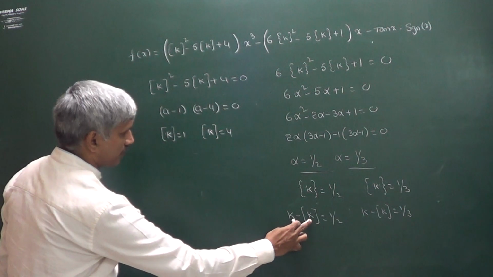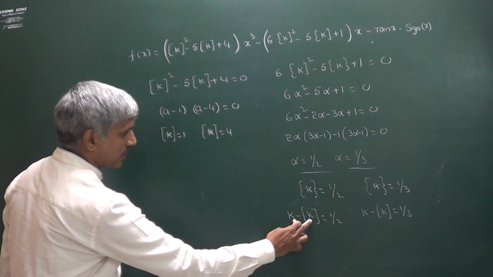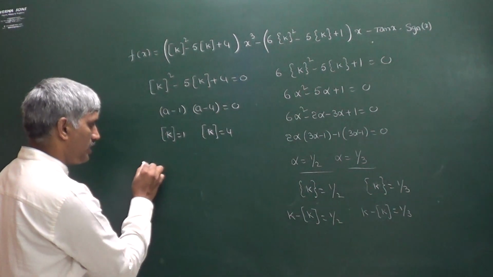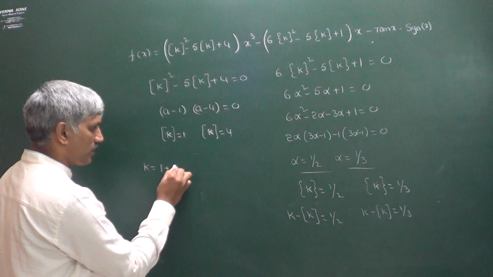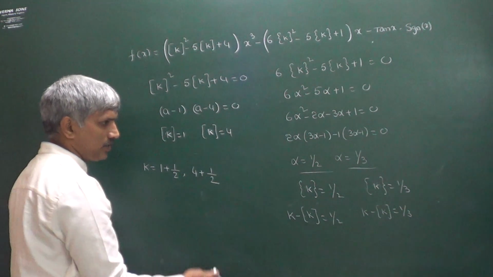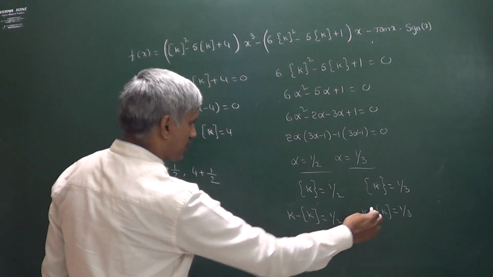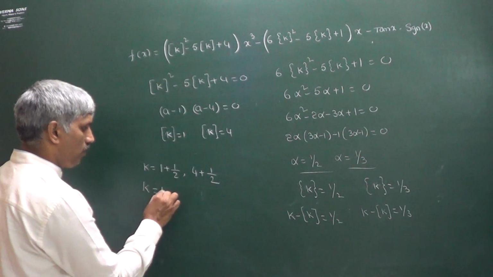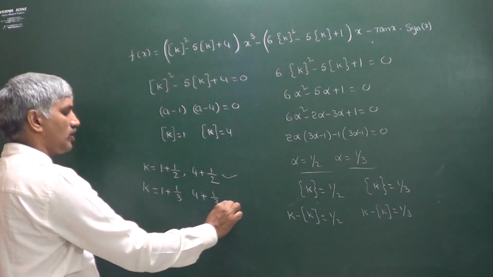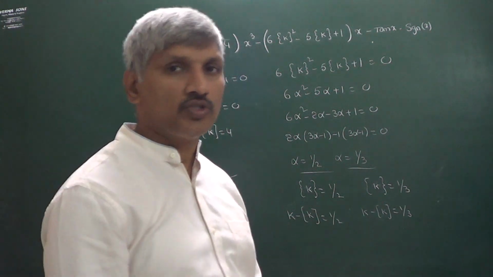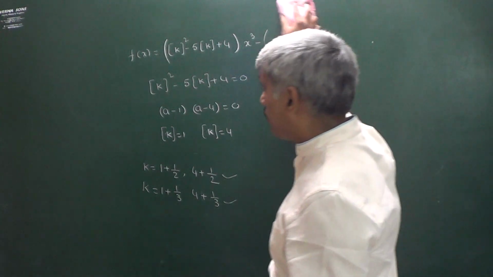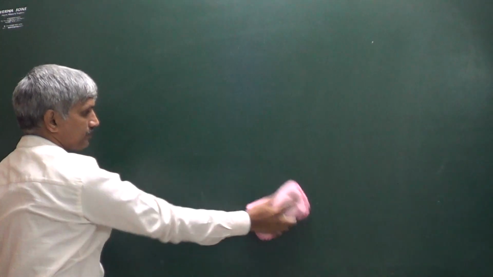He is asking the sum of all the possible values of k. When integral part of k is equal to 1, it becomes 1 plus 1 by 2. When integral part of k is equal to 4, it becomes 4 plus 1 by 2. That's why the possible values of k are 1 plus 1 by 2 and 4 plus 1 by 2. Next, in the other case, k possible value is 1 plus 1 by 3 and the next one is 4 plus 1 by 3. Yes, these are the values of k. In total we got 4 values. He is asking to find the sum of all those 4 values. Yes, you can find the sum of all the 4 values.